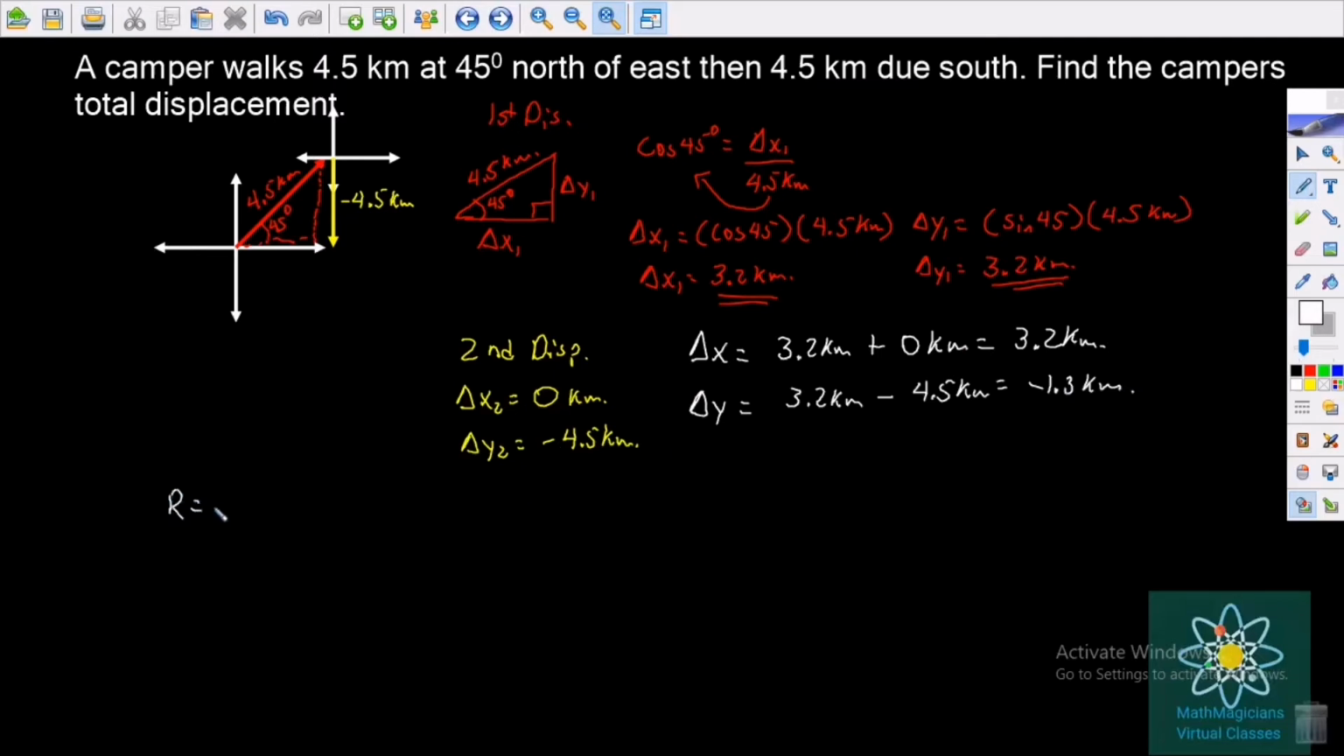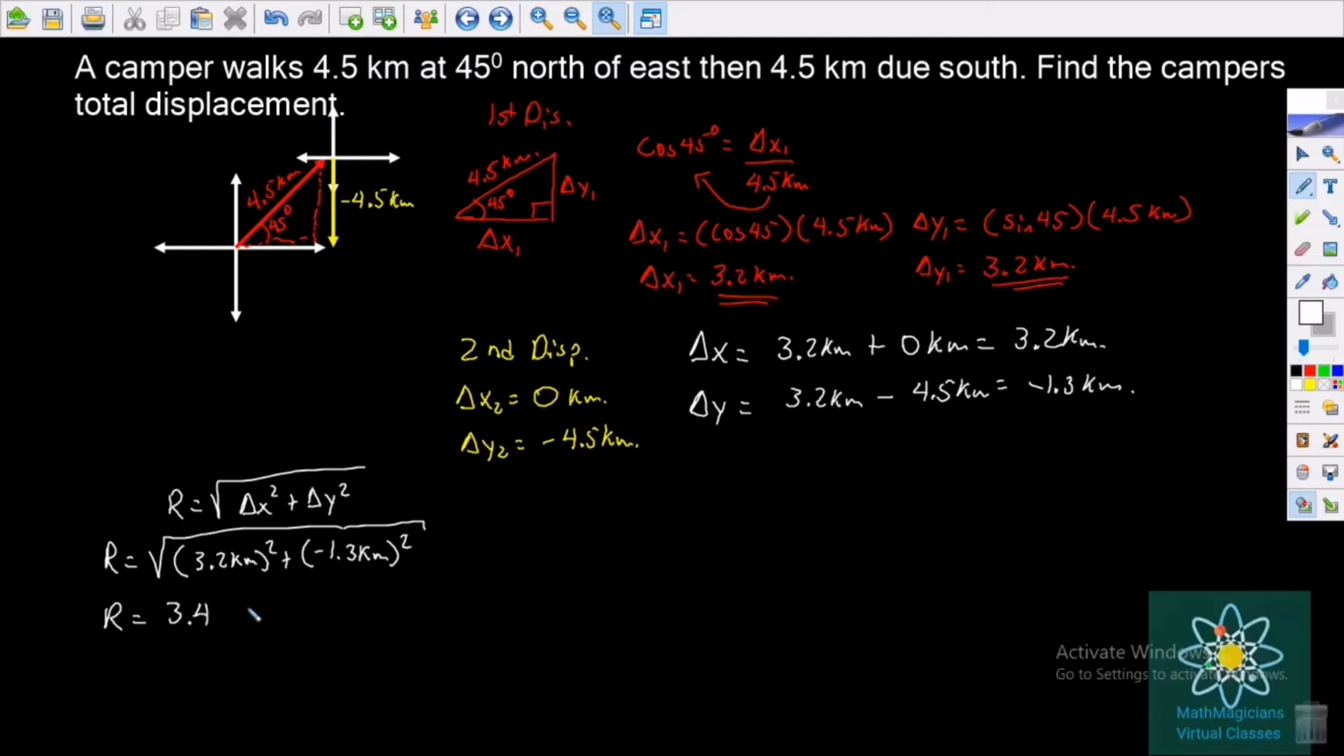Once we have the components, we go to the resultant formula. The resultant formula says that delta x squared plus delta y squared inside the square root, it's just the Pythagorean theorem. We substitute: the resultant is equal to delta x squared, 3.2 kilometers squared, and delta y squared, negative 1.3 kilometers also squared. We evaluate this in our calculators and we have an answer of 3.45. We round according to significant figures, 3.4, and it will be kilometers. This is your resultant.